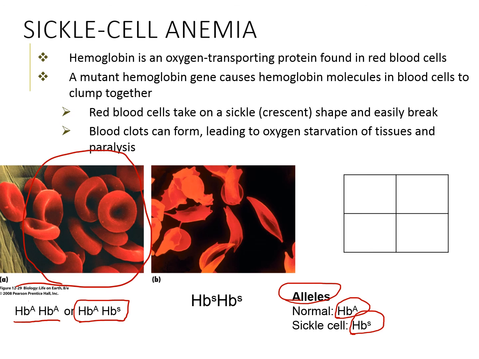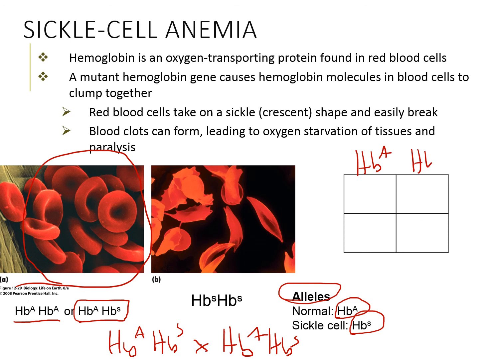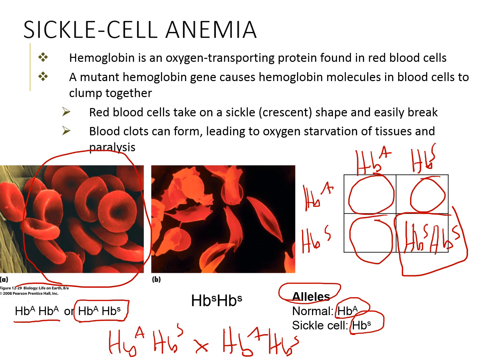And so again, if we have a Punnett square here and we crossed two heterozygotes, so HbA HbS crossed with HbA HbS. So we fill in the potential gametes for each parent, HbA, HbS, that's for one parent, and then the other one, it's the same thing, HbA and HbS. And then when you fill all these in, notice this square is going to be an affected individual who has sickle cell anemia. They're going to get an HbS allele from both parents, HbS and HbS. Okay, and then these two will be carriers, and then this one will be HbA, HbA.